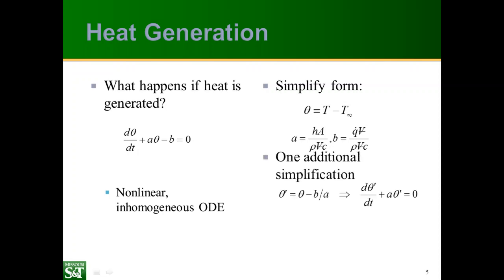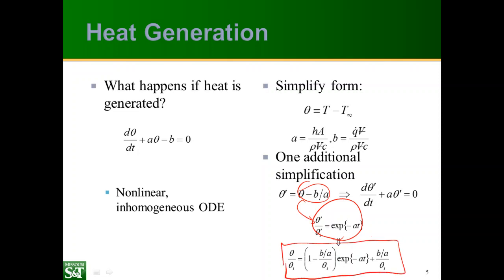The next step in this is to produce an additional simplification. It gives us theta prime is theta minus B over A. Now B over A is a constant. So if you look at d theta dt and d theta prime dt, they're the same. So when we do that, we can substitute, and now we have d theta prime dt plus A theta prime is 0. This we can solve. This is exponential. So we get this exponential solution to this. And then if we substitute theta minus B over A back into this equation, we end up with this result.